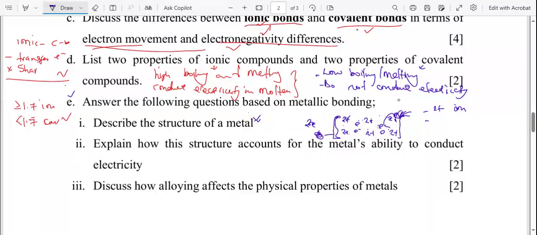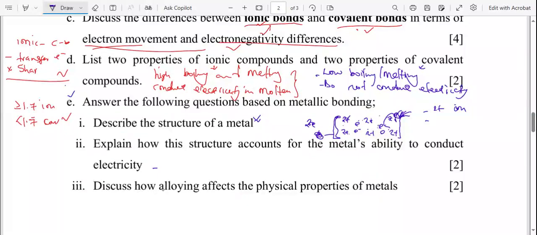The other thing that we need to say is that these electrons are the ones actually involved in transferring heat and electricity. So we are done. Explain how this structure accounts for the metal's ability to conduct. They are able to conduct electricity. Why? Because of electrons that move freely within the structure. So it's because of delocalized electrons that are free in the structure to transfer electricity within the metal, let's say the copper wire.